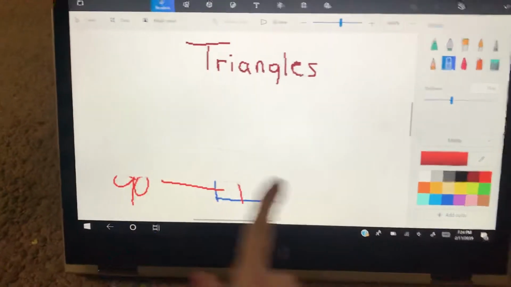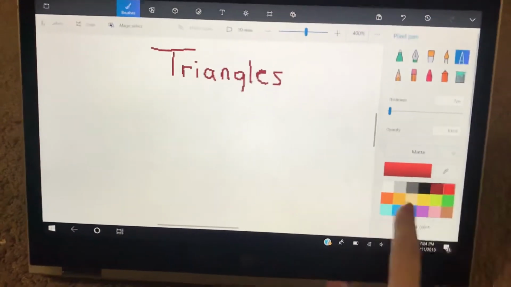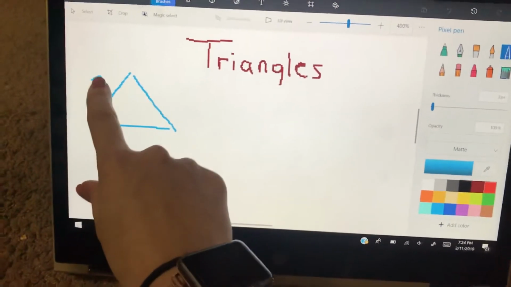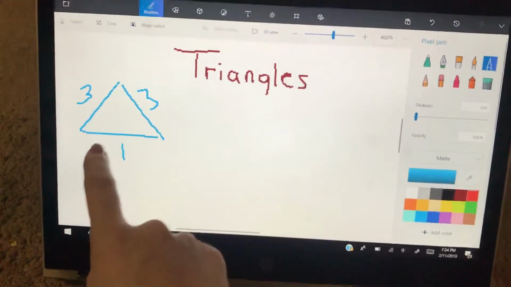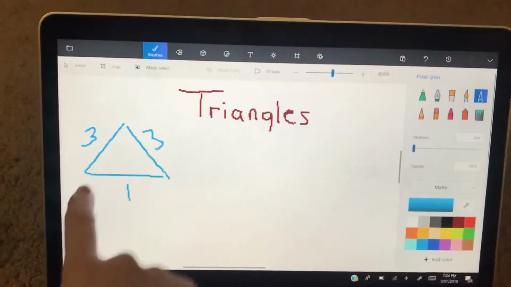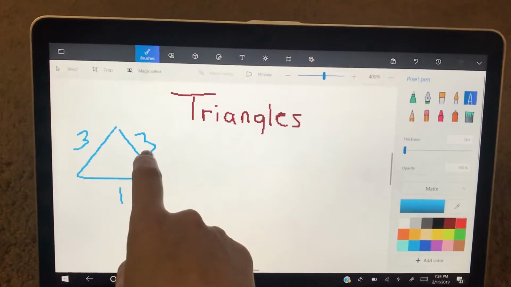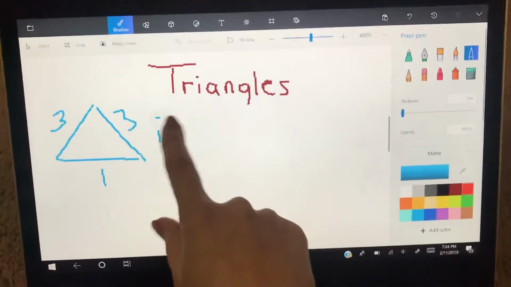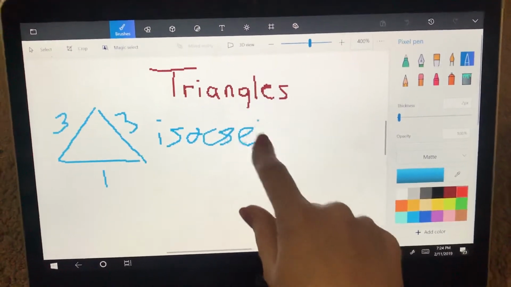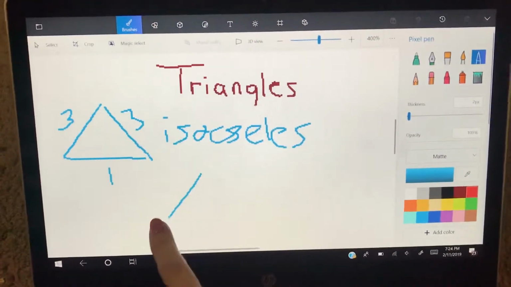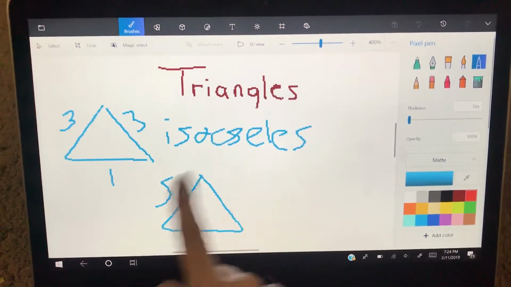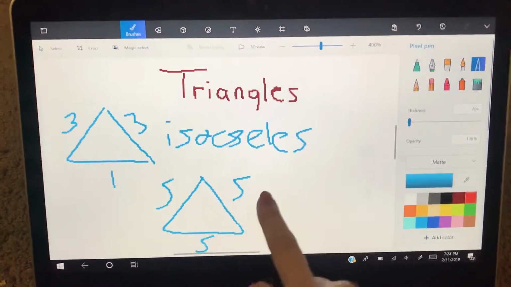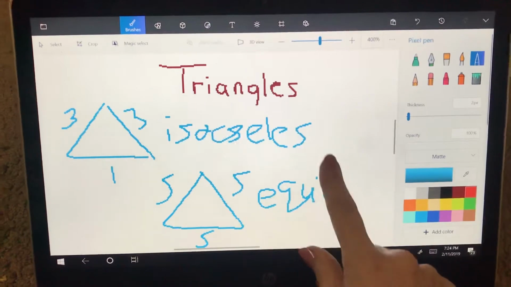So now I'll go through and do a few examples. Alright, so this triangle we have one side is 3, next side is 3, and the base is 1, therefore making this an isosceles triangle. The next triangle I'll show, the sides are each 5, 5, and 5, therefore it's equilateral.